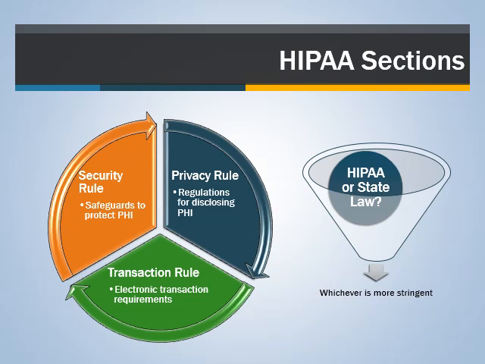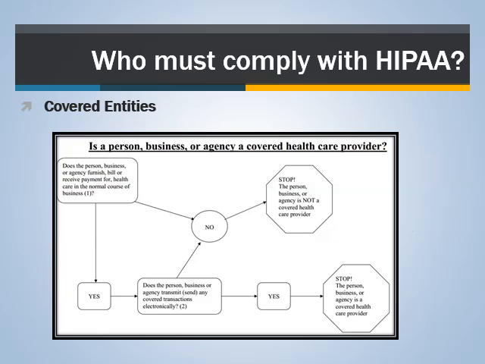There are 3 rules to HIPAA. The privacy rule regulates and safeguards confidential patient information. The transaction rule standardized electronic transmissions. And the security rule addresses physical security of patient records, like locking filing cabinets. When it comes to HIPAA or state law, whichever provides either greater privacy protection to the client or greater access to the client for their health information applies.